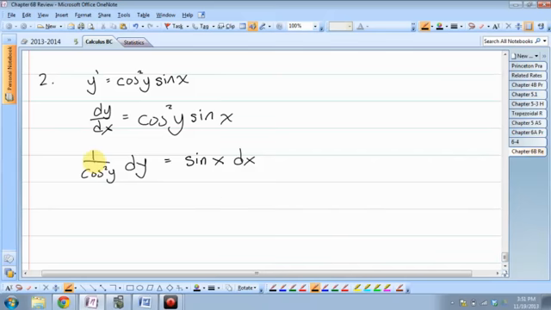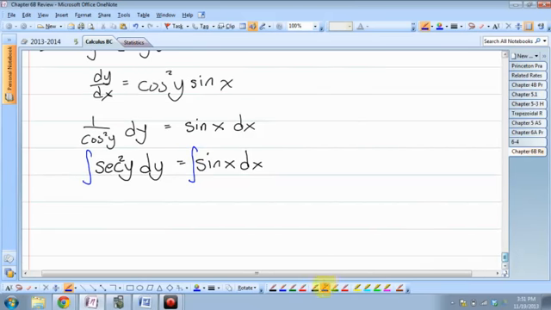Okay, this looks mystifying until you realize that 1 over cosine is secant. So now that we know it's secant squared y, we can recall that secant squared is actually the derivative of tangent. So when I integrate now, the integral of secant squared is tangent. The integral of sine is negative cosine x. You only need one constant on the right.